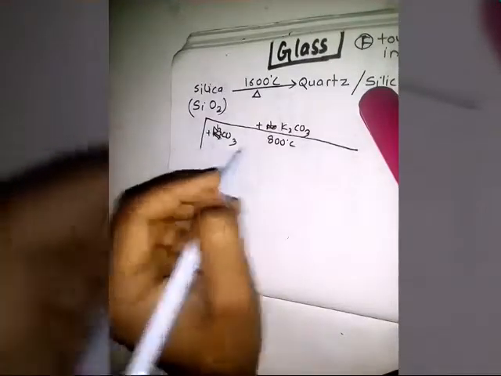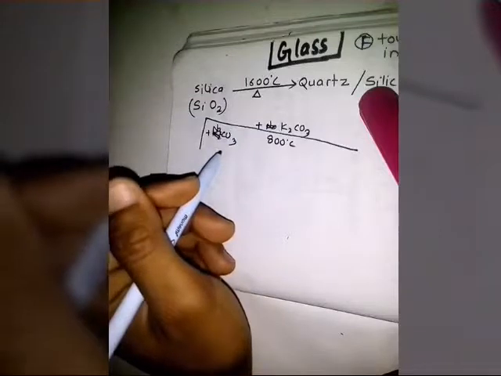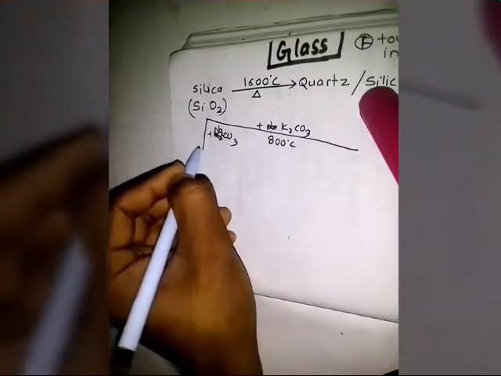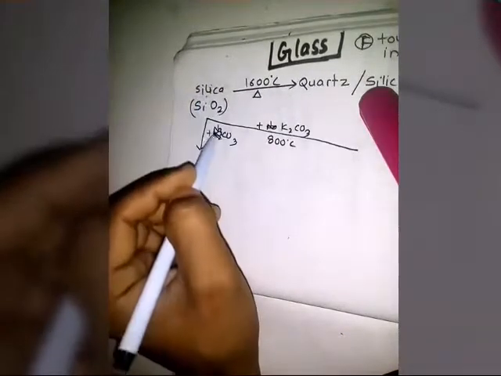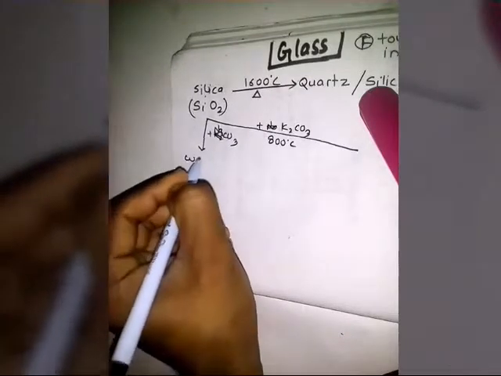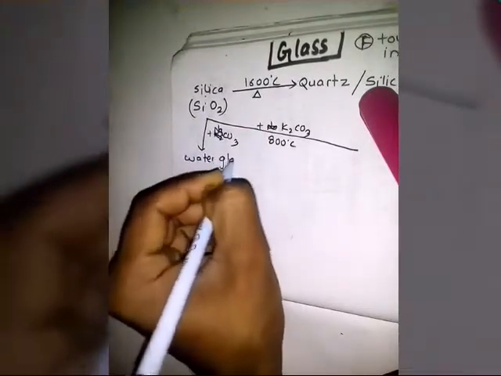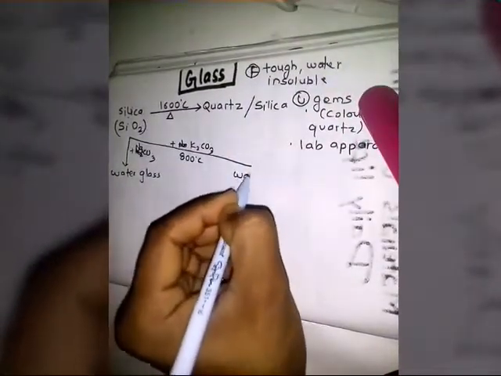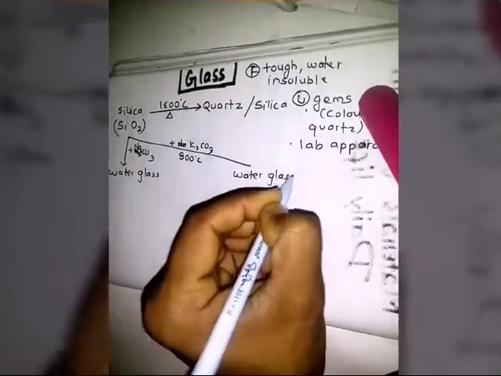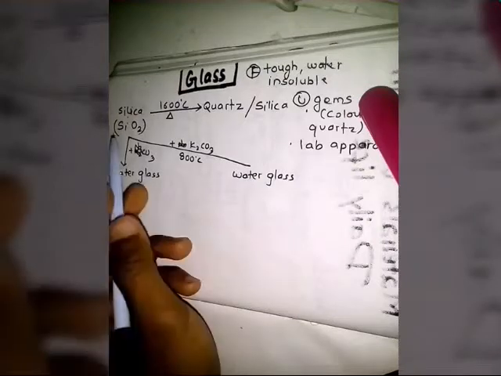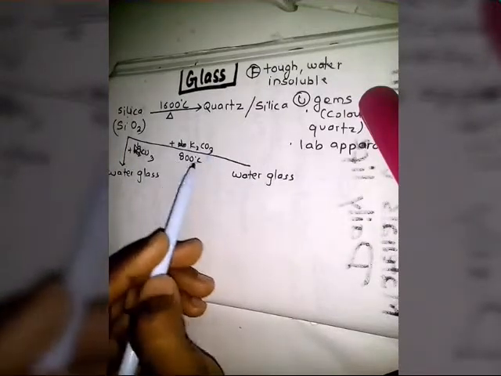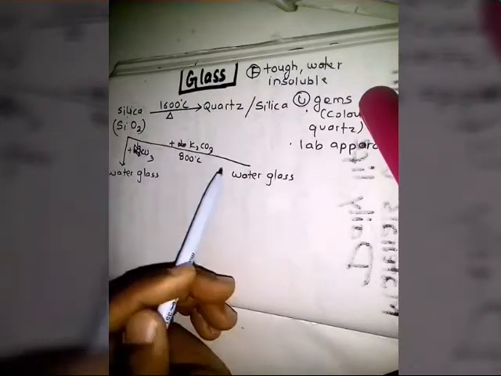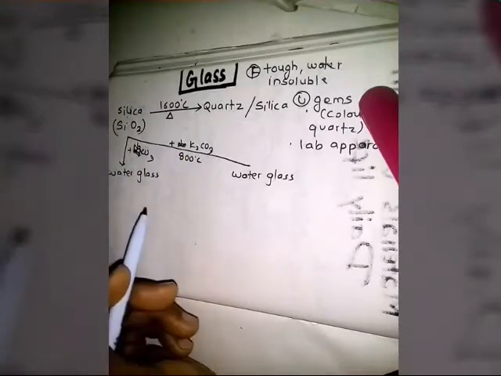So why are sodium carbonate and potassium carbonate added? It is added so that we can decrease the temperature, and this makes the glass cheaper. The glass that we obtain by heating silica and sodium carbonate, we call this water glass, and the same thing over here. So this is also water glass. Now what is water glass? The glass that is made by heating silica with sodium carbonate at 800 degrees Celsius. And next, what are the chief raw materials for making water glass? That is silica, and definitely potassium carbonate or sodium carbonate.